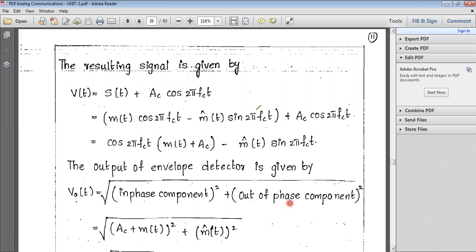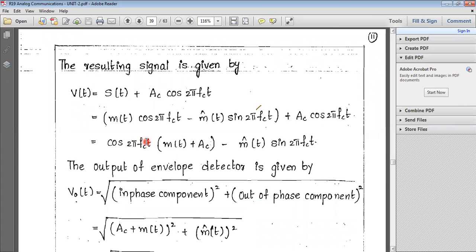So for mathematical analysis, whenever the signal is passed through the envelope detector, we can find the signal as V naught of t. What is V here? The output of the envelope detector is considered as V naught of t. So that V naught of t can be considered as the square root of the in-phase component square plus the out-of-phase component square.